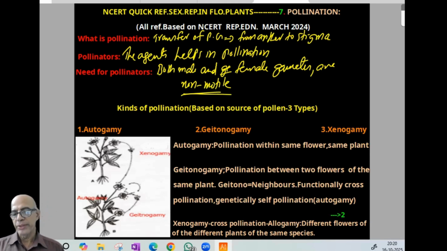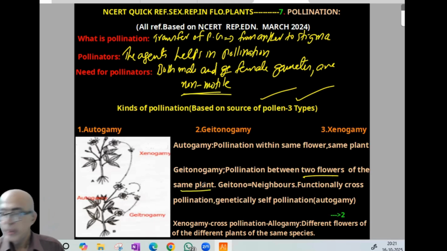Now, kinds of pollination. Based on the source of pollen, connected with NCERT, we can find three types: autogamy, geitonogamy, and xenogamy. A usual theory entrance question. What is meant by autogamy? Auto means self, so pollination within the same flower or same plant, like self-pollination. Now geitonogamy: pollination between two flowers of the same plant. Geiton means neighbor. Functionally it is cross-pollination, but genetically it is self-pollination.